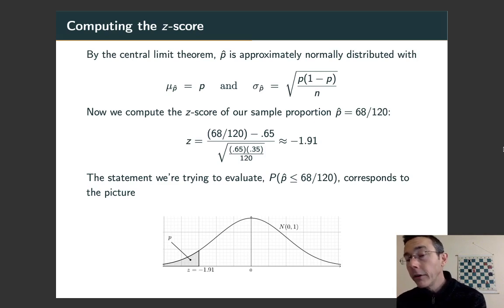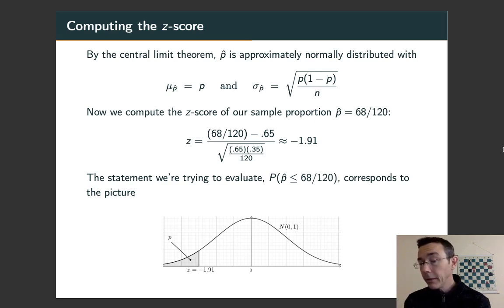Great, so now that I know the sampling distribution of p hat, I can find the z-score of my particular p hat. Here p hat is 68 out of 120. So I do what I got minus what I expected divided by the standard deviation, again, using the mean and standard deviation of p hat. So it's p hat minus mu sub p hat over sigma sub p hat. And I got negative 1.91.